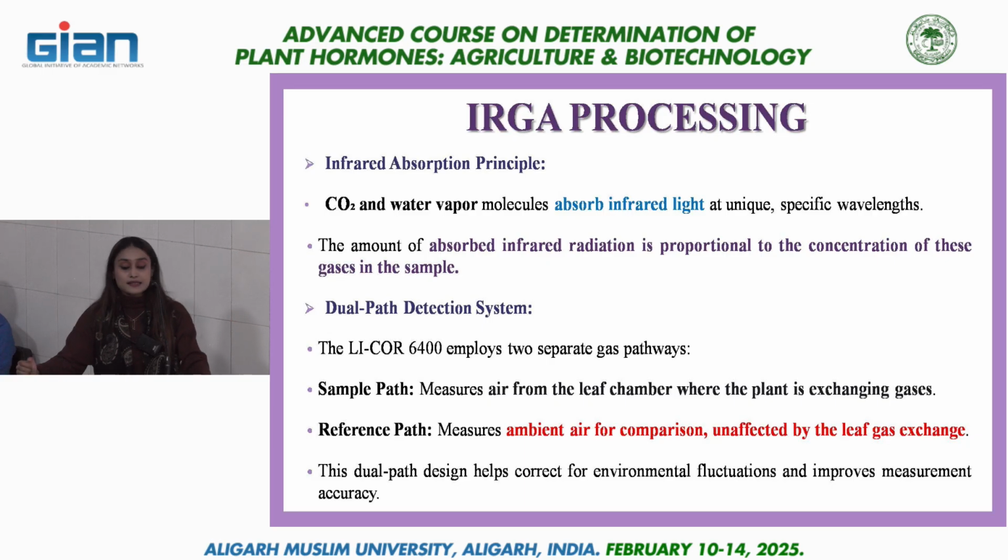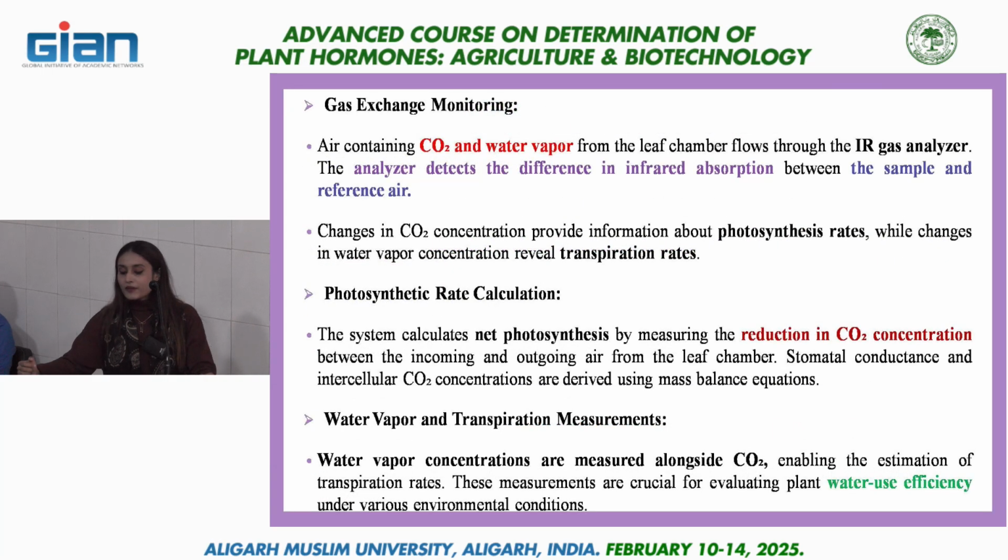Moving ahead, the next one is gas exchange monitoring. So basically here, air containing carbon dioxide and water vapor from the leaf chamber flows through the IRGA gas analyzer. The analyzer then detects the difference in infrared absorption between the sample and reference air. As you can see in this diagram, it is clearly shown that it measures the difference between reference and sample IRGA. Next, changes in CO2 concentration provide information about photosynthetic rates, while changes in water vapor concentration reveal transpiration rate.